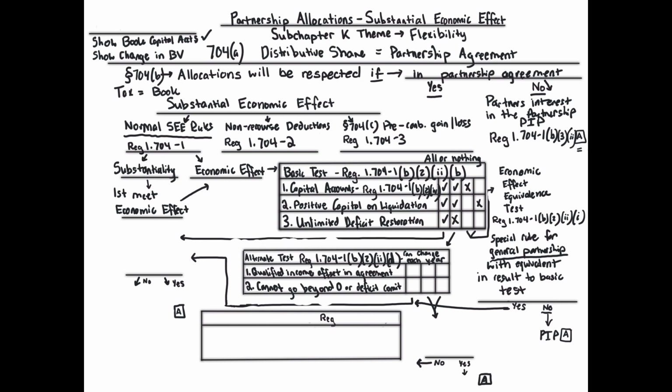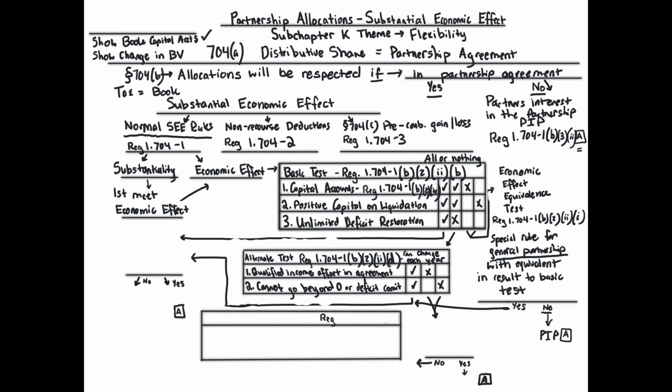Now, with those 2 requirements, if we meet both of those, then we go over to substantiality. Okay, and we'll talk about substantiality in a minute. If we fail either of those requirements, then we potentially go on to a special rule. We have to look at substantiality first. So before I come back to this special rule where we fail, I want to talk about substantiality.